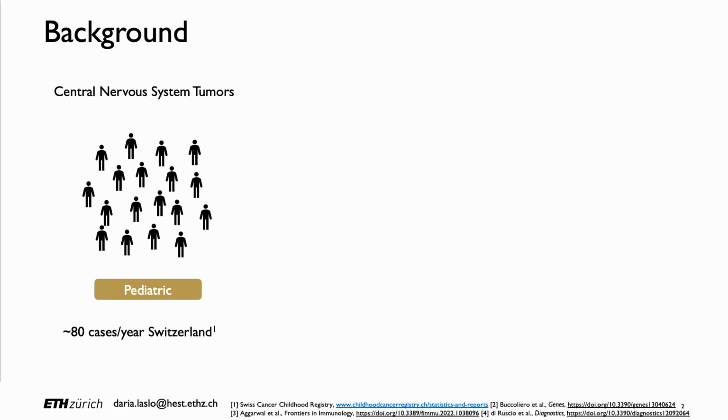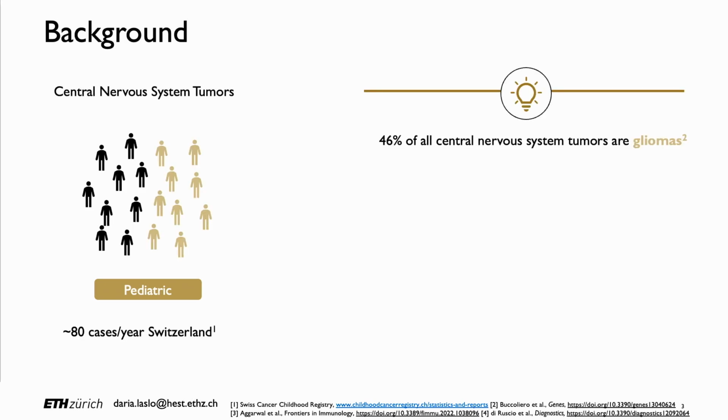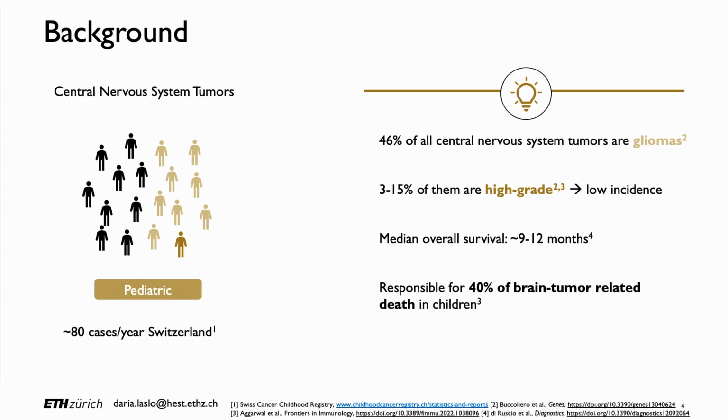There are around 80 cases per year in Switzerland of pediatric patients suffering from central nervous system tumors, and around half of these are gliomas. Among these gliomas, there is a particular, quite small subset that has a very aggressive phenotype and also quite a poor prognosis. Despite the fact that these are quite rare, they are responsible for 40% of the brain tumor-related deaths in children.